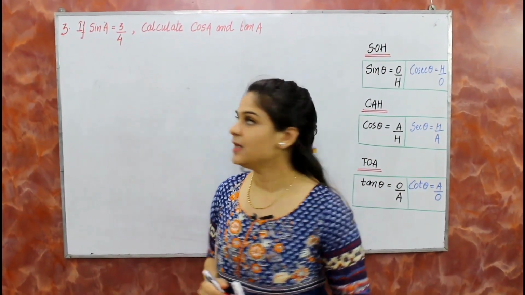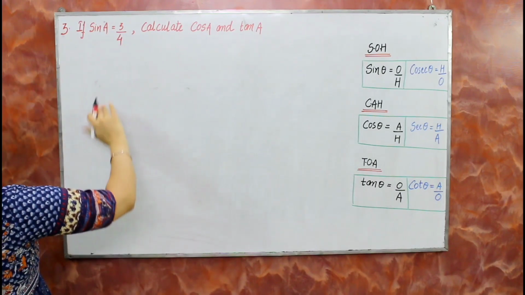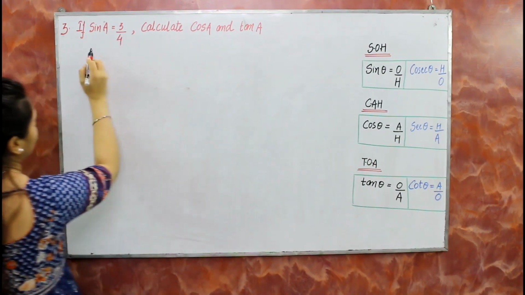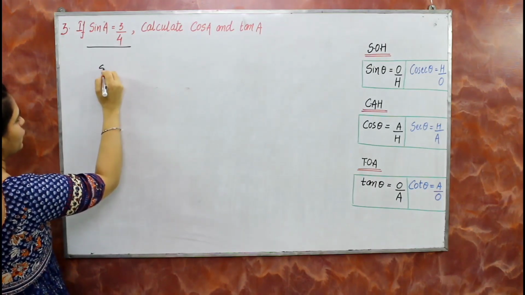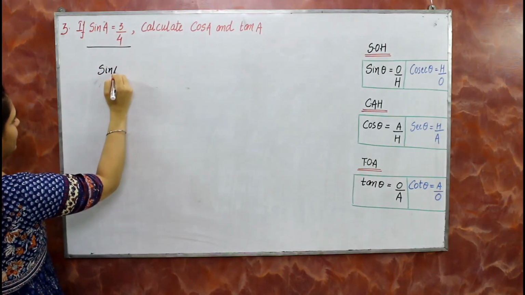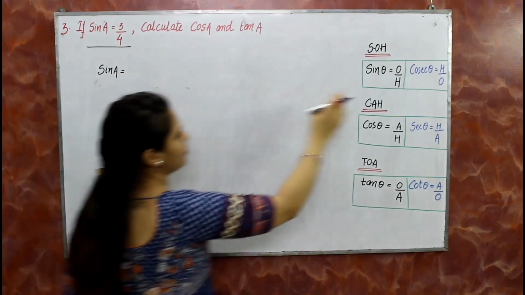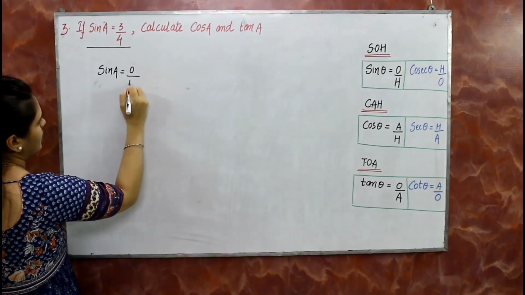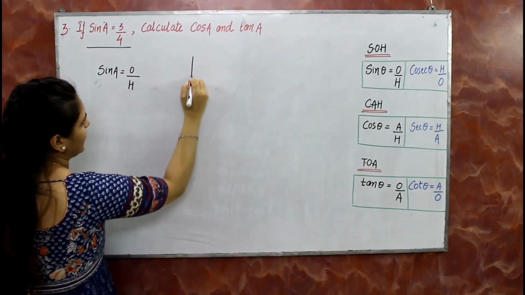Question number 3. If sin A is equal to 3 upon 4, calculate cos A and tan A. In this question, we have to use the formula of sin A. You can see here the formula is opposite upon hypotenuse. Let's make a right angle triangle.